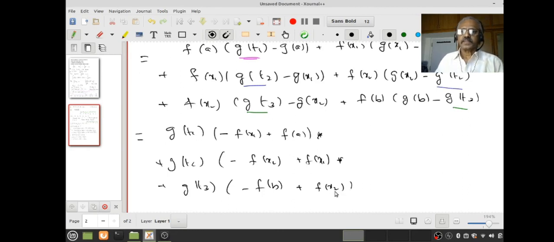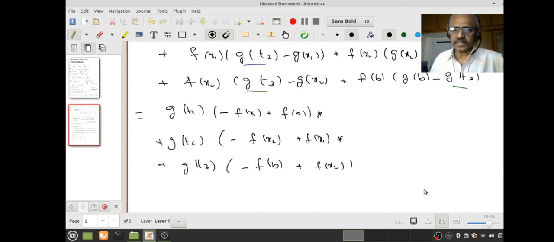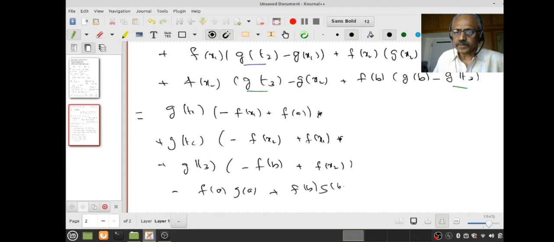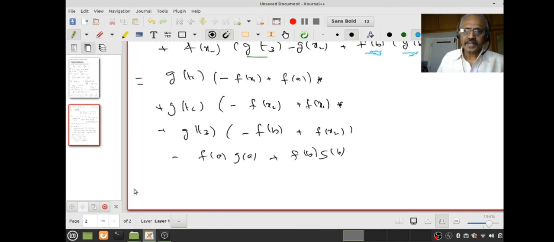Is it okay? Now what are the terms left over? See, minus f of a g of a, that is left over, and plus f of b g of b, this is left over. If you want I will use a different color. These are things left over. Now what happens to f of x1 g of x1? You can see f of x1 g of x1 cancels. What happens to f of x2 g of x2? f of x2 g of x2 cancel. You understand this? So this is all I get.